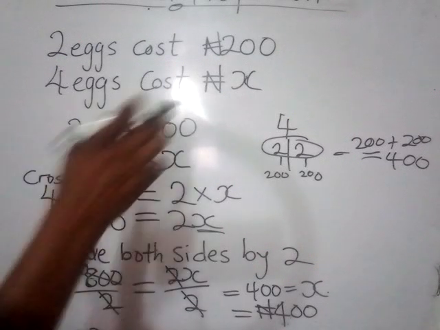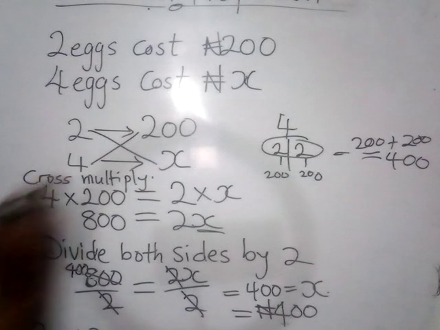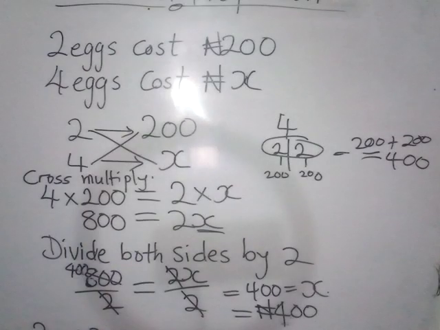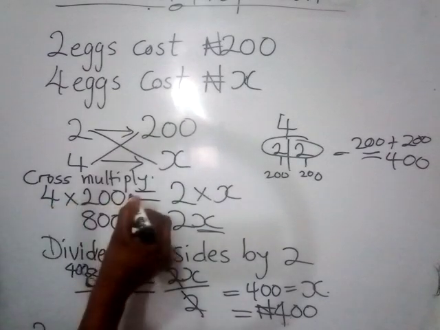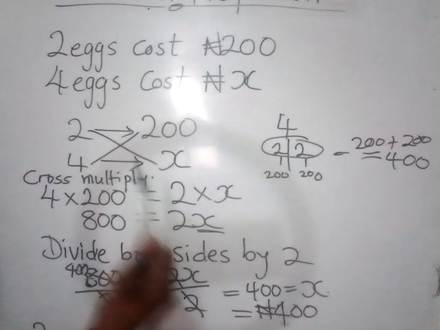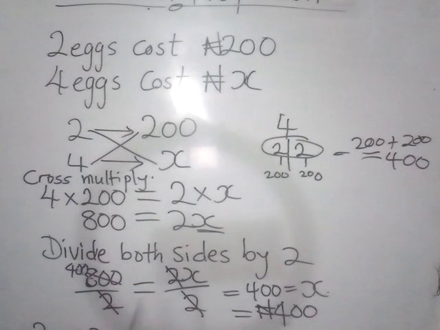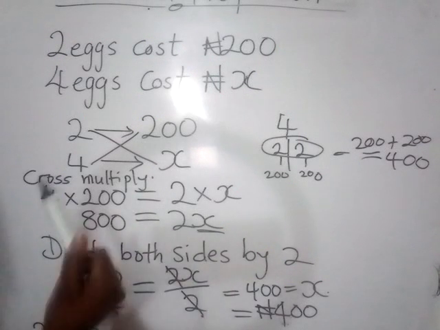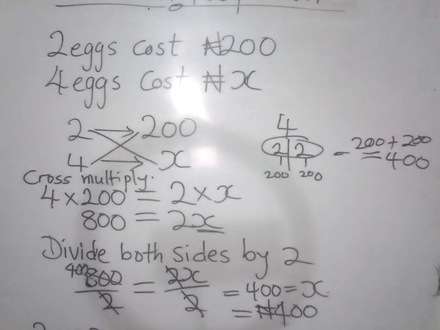Okay, so when you cross multiply, 200 and 4 come together, 2 and x go together. So you now have 4 times 200 is equal to 2 times x. But in maths, we always try as much as possible to make the unknown stand alone. So whatever is standing with that unknown, that number, divide both sides by that number that is with the unknown. That way you will eliminate the number and make the unknown stand alone.